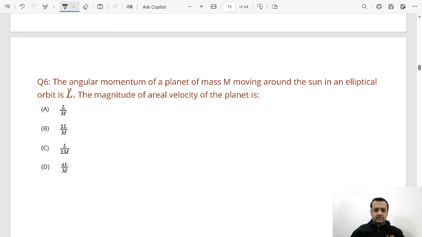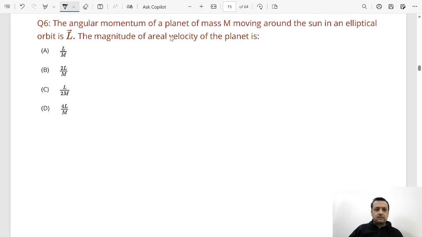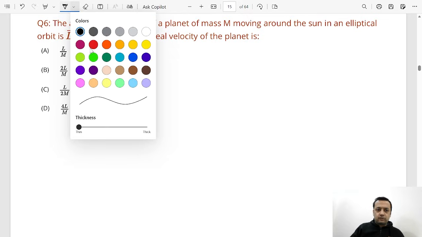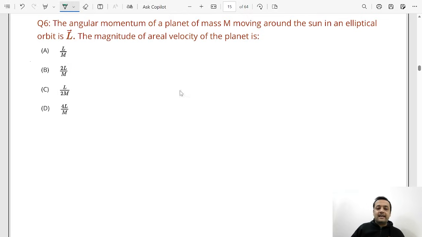Now the next question is on the angular momentum of a planet of mass m moving around the sun in an elliptical orbit. We have to find the magnitude of the areal velocity. So first, let us understand what areal velocity is.